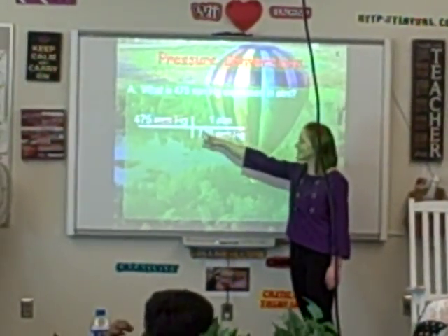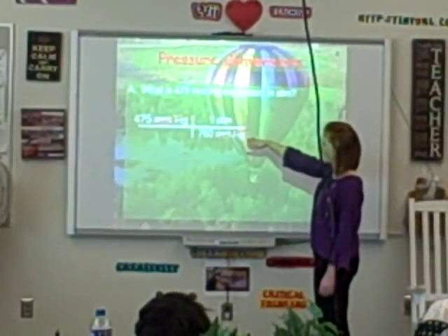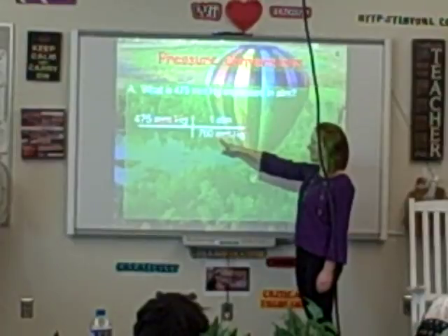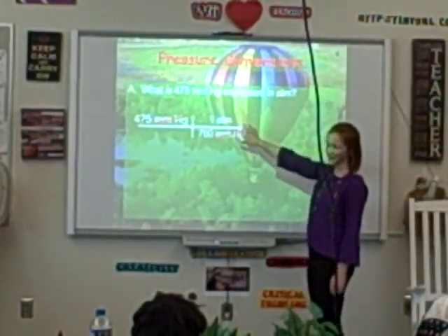Okay, so you want to set it up so millimeters of mercury cancels out. That's why it's not on top. It's going to be in the denominator. And remember that 760 millimeters of mercury is equal to 1 atmosphere. Okay? So that's how we're going to set that up.